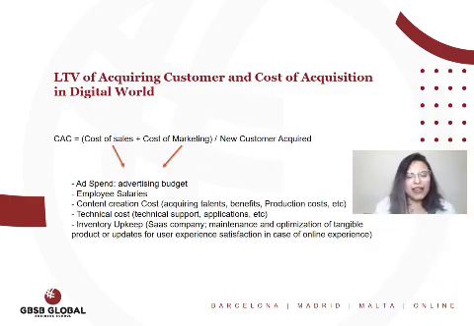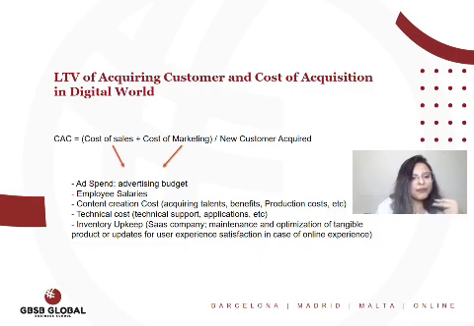At this stage, we have calculated the LTV. It's time to calculate the CAC. It's the cost of sales plus the cost of marketing altogether divided by the new customers acquired. When we mention the cost of sales and cost of marketing, it's the ad spend, the advertising budget, the employee salaries, the content creation. When we say content creation, it's everything related to the content. If you are acquiring talents, the benefits you are paying, the production cost, everything related. Also, it includes the technical cost, the technical support, the applications, etc.